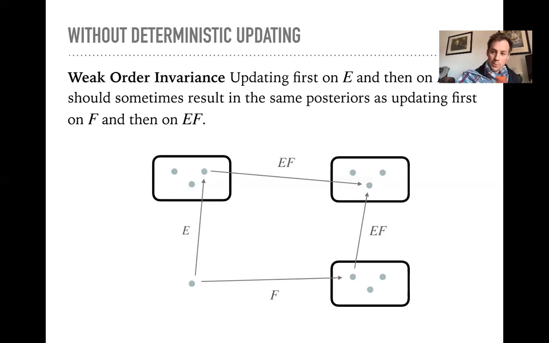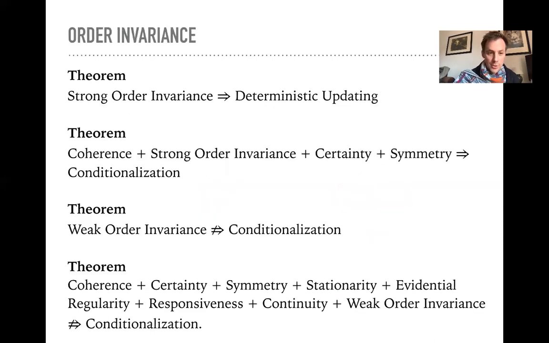I think really what's plausible is that it shouldn't be ruled out. Updating first of all on E and then on EF should sometimes result, it should be possible that you end up with the same posteriors as if you update first on F and then on EF. I think that's really the plausible one, and that's not going to give you deterministic updating or conditionalization.